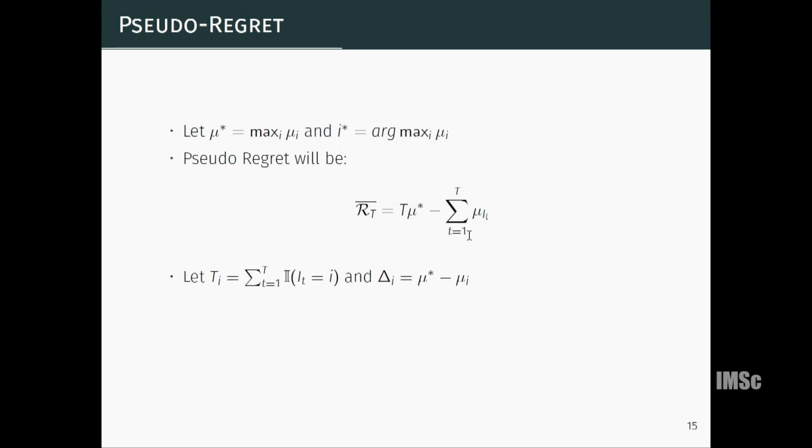Okay, so T_i is the number of times you are pulling arm i. And what is delta i? Delta i is basically how much loss you incur by pulling arm i. So it is mu star minus mu i. Then this regret will be nothing but the sum over all the arms of T_i into delta i. Is it okay? So far so good.